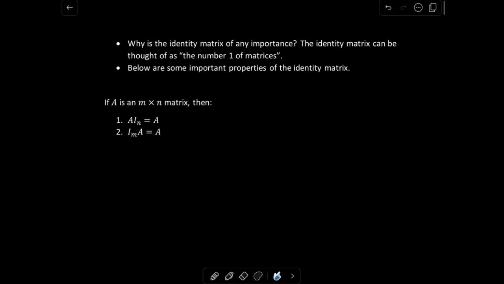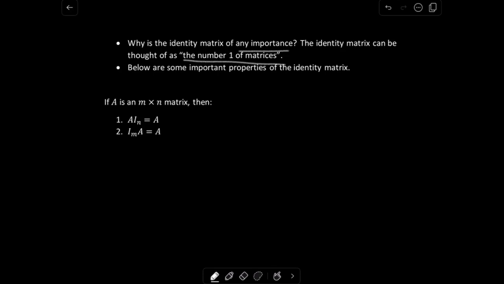So why am I telling you this? Why are we doing this before inverses and determinants? Why is this identity matrix of any importance? The identity matrix can be thought of as the number 1 of matrices. Just like how you have the number 1 for the real numbers, the identity matrix is kind of like the number 1 of matrices. And you'll see why when I show you these important properties.